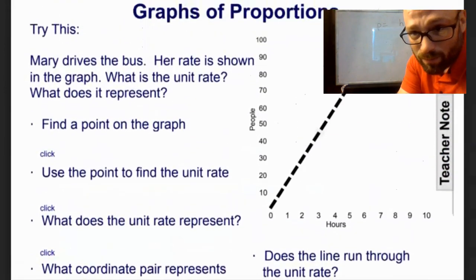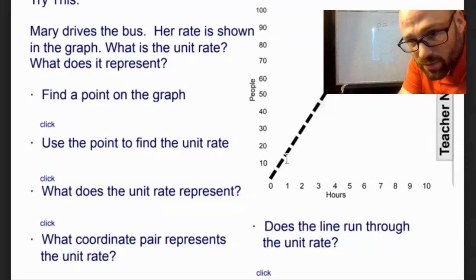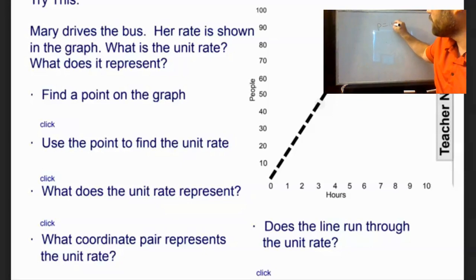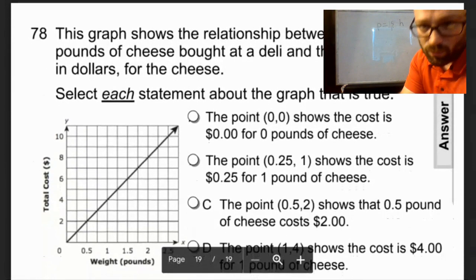Now this one, they don't give us a point, so we just have to find one. The unit rate would be right here at 1. So 1 hour would be the unit rate. If I go up here, let's say it's maybe 15 people an hour. It'll be close. So my unit rate would be at this point of 1, 15. If I just find the point where 1 is on the x-axis, there's my unit rate. So I can say it's 15 people per hour, 15 over 1, or 15 each hour. There's my unit rate.